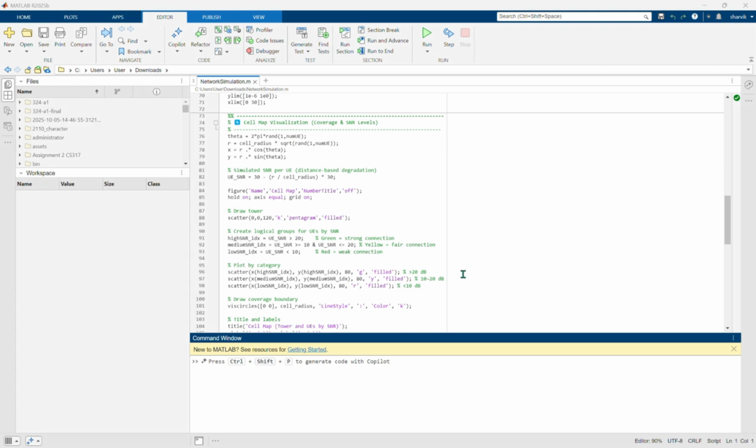Lastly, the code creates a cell map visualization showing the spatial distribution of user devices and their respective SNR values. Users close to the tower have higher SNR, shown in green, while users further away appear in yellow or red, indicating fair or poor connections. This portion of the code also draws the coverage boundary using a dotted circle and categorizes users based on SNR thresholds: above 20 dB for good connections, between 10 and 20 dB for fair connections, and below 10 dB for weak connections.